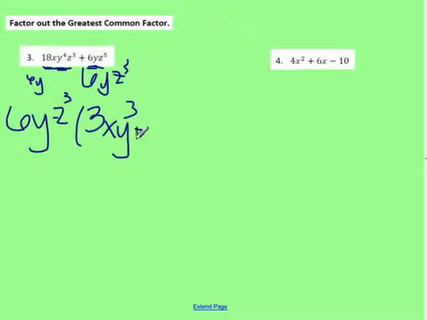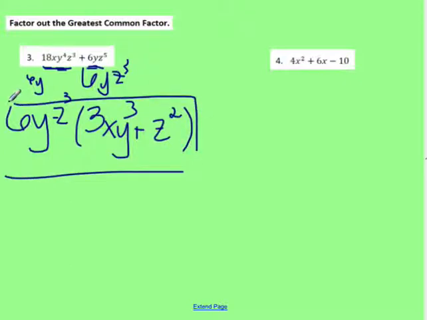Next, 6 over 6 will cancel out to 1, so I don't need to write that 1 because it's a coefficient. Now if 1 was a constant, if it was just the 1, then I would have to write it. Y over y cancels to 1, so I don't have to write it this time because it'll be a coefficient. Z to the fifth divided by z to the third is going to be z squared. So this right here is my final answer for number 3.